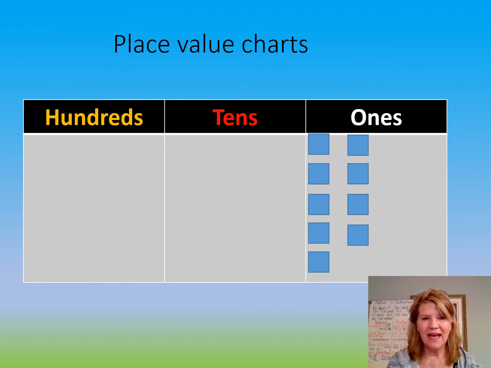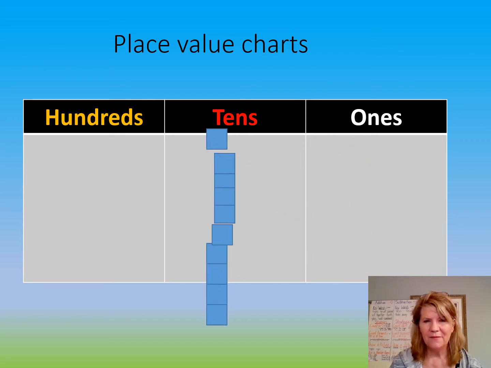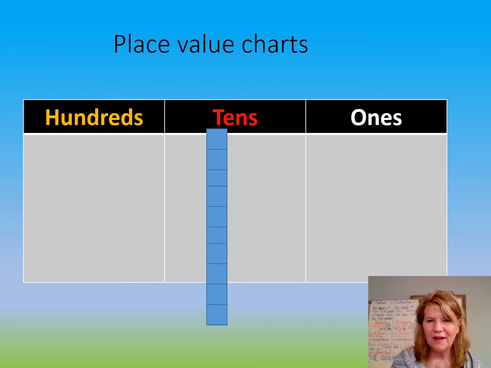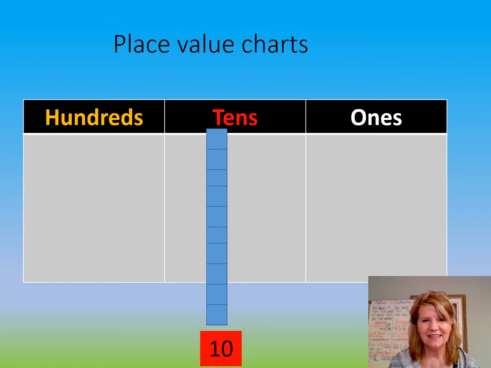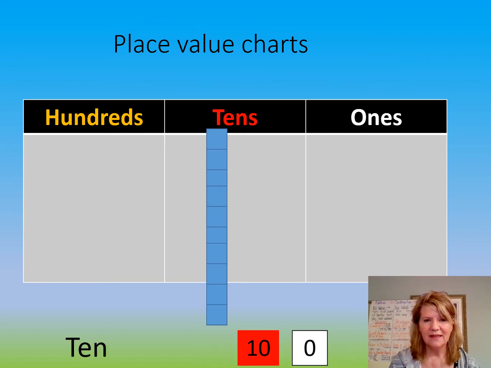What would happen if we added one more 1? Turn and tell your partner how many we have. Did you say 10? We have 10 ones. 10 ones can't stay in the ones column. We need to move them over to the tens column and make 1 ten. Excellent. So now we have 10, 0 ones. Excellent job.